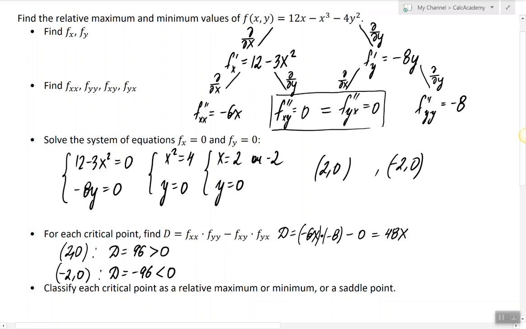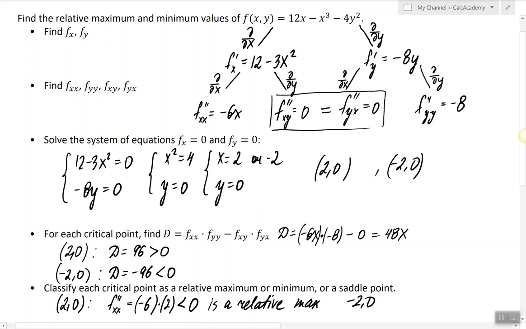So how do we classify each critical point? Well, it depends on D. In case when D is positive, we use the second derivative test. So for (2, 0), D is positive. That means we look at the second derivative with respect to x. It is negative 6x. And negative 6x evaluated at 2 will give us a negative value. That means the point (2, 0) is a relative max.